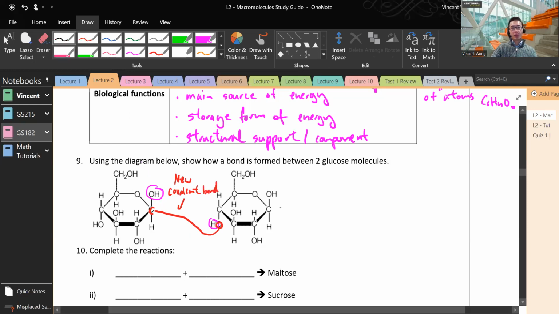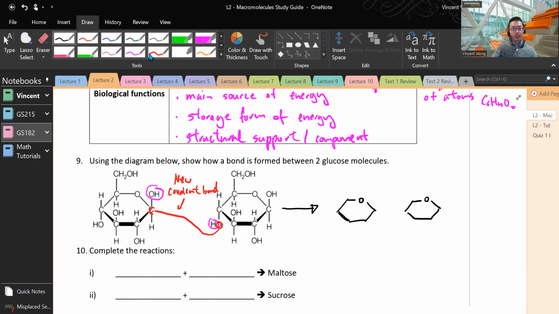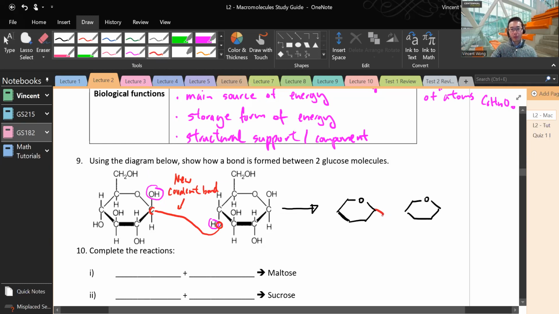Okay, and as a result, I'm just going to draw the hexagon and nothing else, so it's not going to get too confusing. So that's the first glucose, and then you're going to have a second glucose right here. And after forming the bond, you will have the new bond right here. So that's the new covalent bond that I was talking about. And in the process, you will remove an H2O. Where does the H2O come from? Well, we took the H away and we take the OH here, and that gives me the H2O.